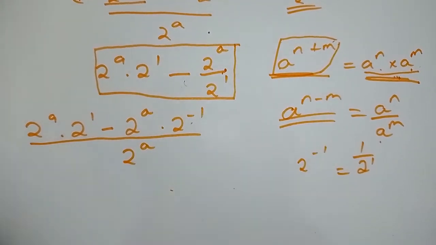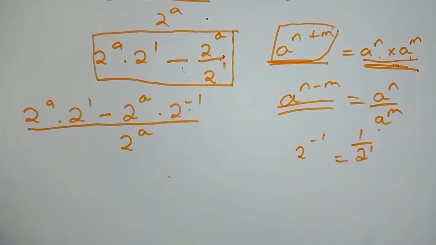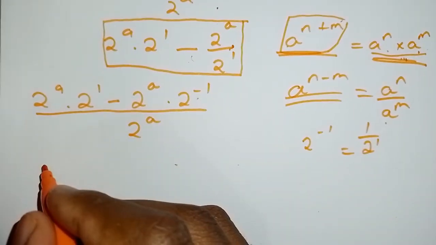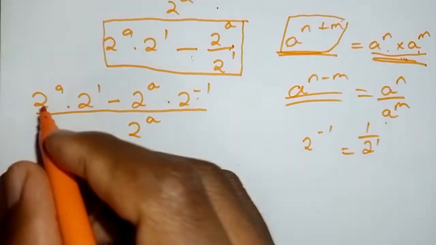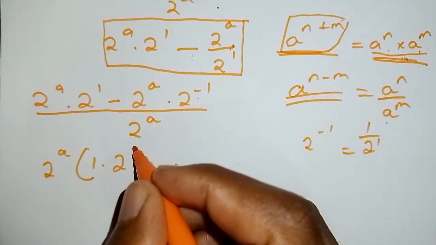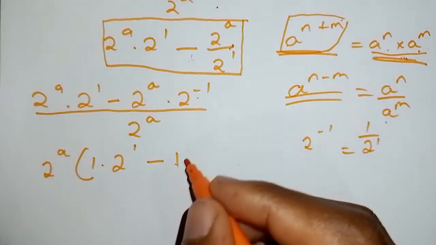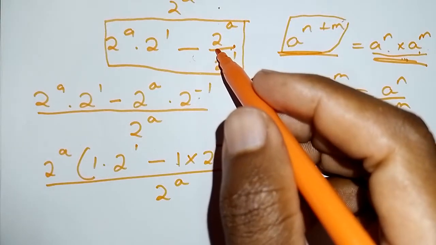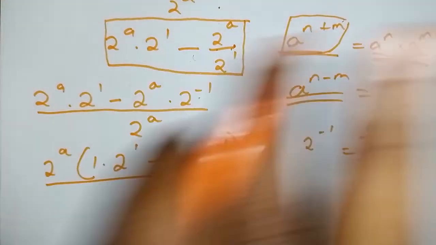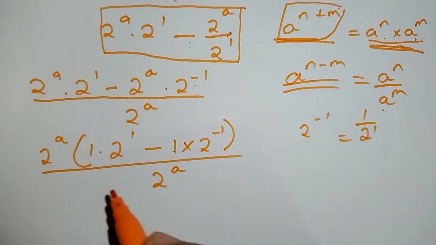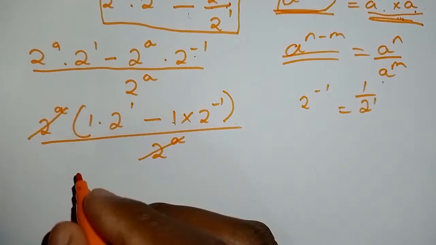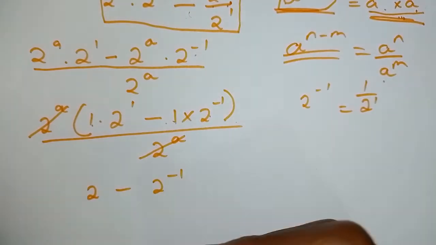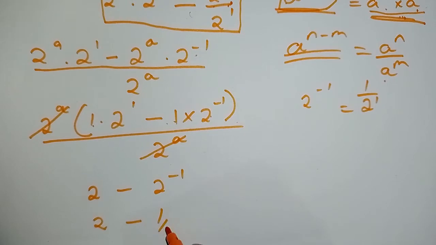Let's continue. I want to take 2 to the power a as a common factor, because I have 2 to the power a here. So I'm going to have 2 to the power a into, when I take out 2 to the power a here, I'm going to have 1 multiplied by 2 to the power 1, minus, when I take out 2 to the power a here, 1 multiplied by 2 to the power minus 1, all over 2 to the power a. Let me do one and then I'll do another on the other side. Now this and this will cancel. I'm going to have 1 multiplied by 2 which is 2, minus 1 multiplied by 2 to the power minus 1, which is 2 minus a half.